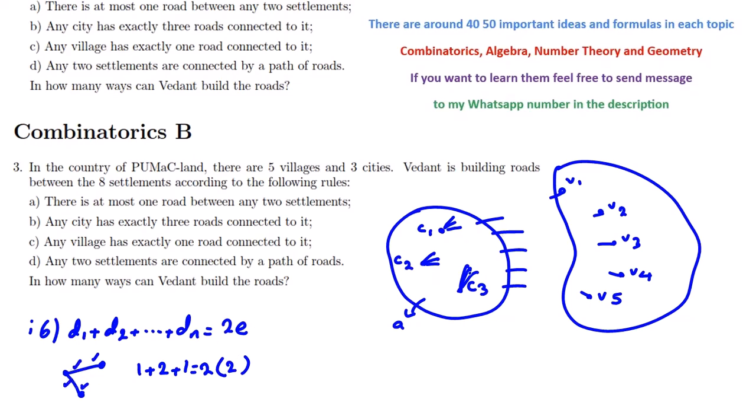By this approach, when we consider the sum of these degrees, 3 plus 3 plus 3, we count the edges here twice, 2a, plus these edges once, because from this side, 5. So 3 plus 3 plus 3 is 9. 2a plus 5 equals 9. If you subtract 5, it will be 4, 2a. So a equals 2. Okay, so we conclude that here we have two edges.